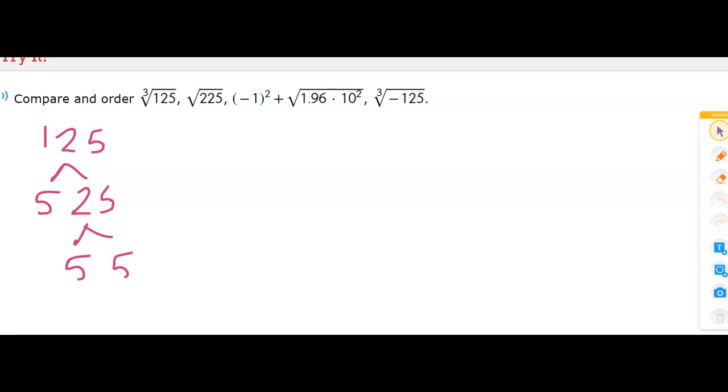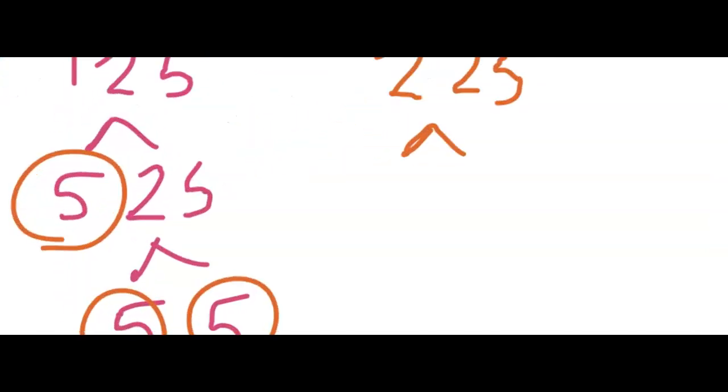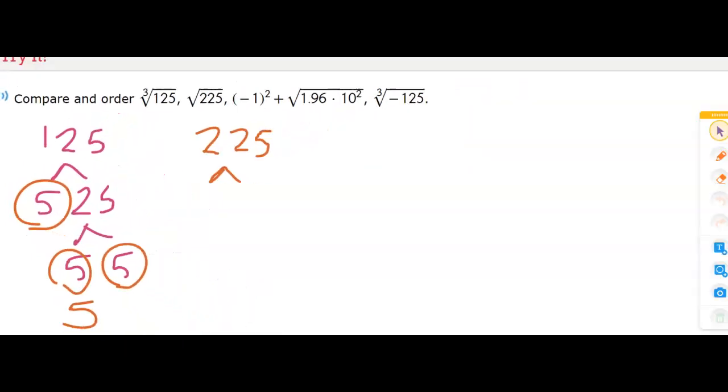So I'm just going to circle our prime numbers. And so the cube root of that is going to be 5. Now we have the square root of 225. And so again, we can do the same thing. 225, we find the prime factors. So we can use 5.